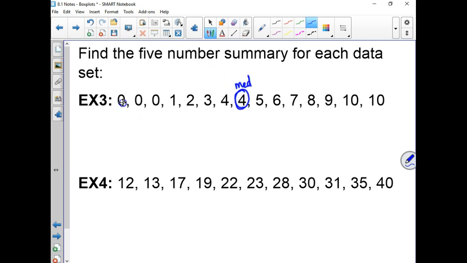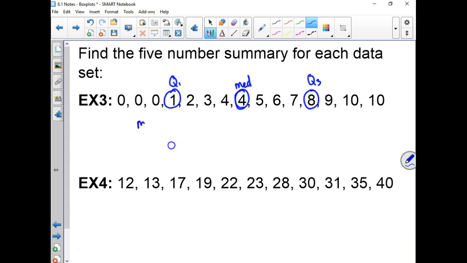And you can see I've got 7 numbers on the left side, and 7 numbers on the right side, so I know that I've got that median correct. Over here, this is going to be my first quartile, and over here this 8 will be my third quartile. We don't include that median here. We just take these 7 numbers and split those in half.